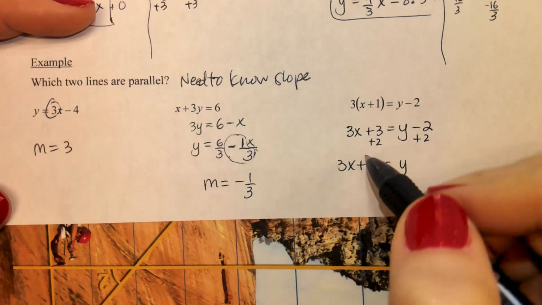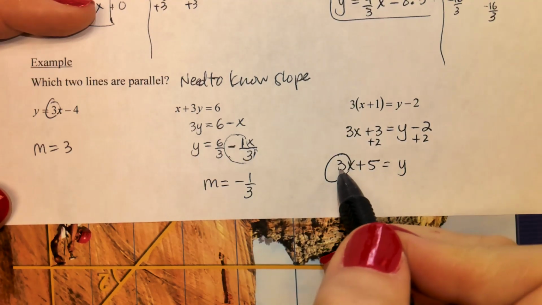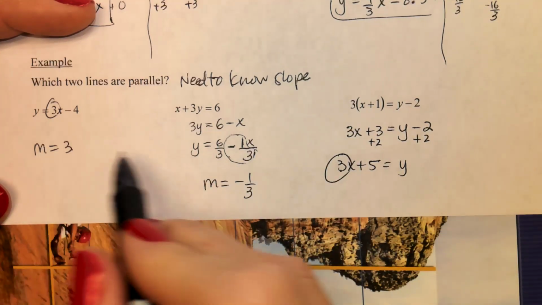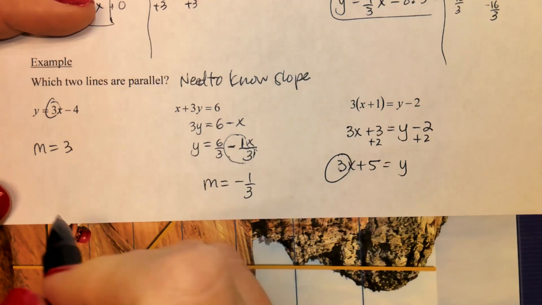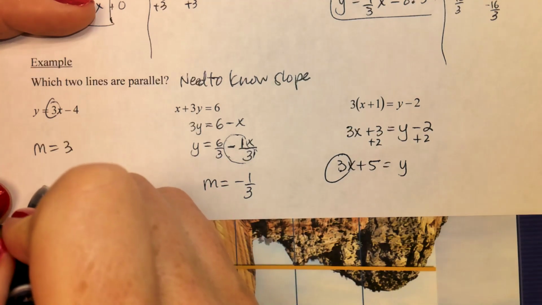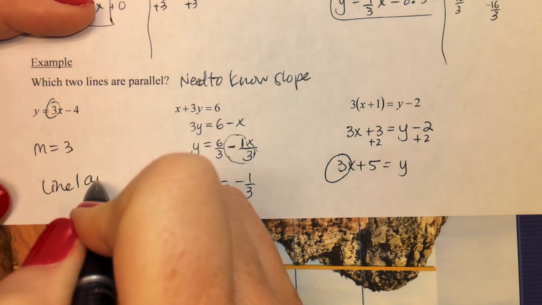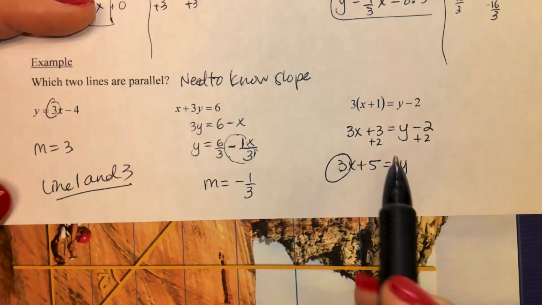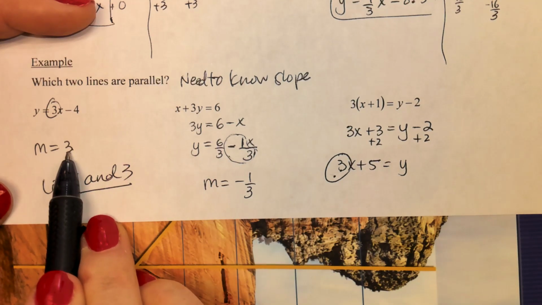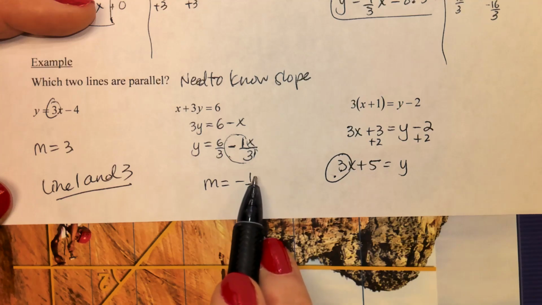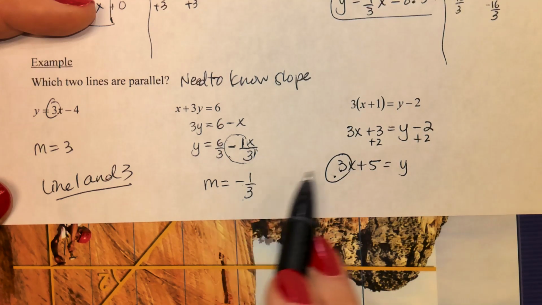So out of all 3 of these, the slope for these two match. So those are the ones that are parallel. How should I say that? Let's just say line 1 and 2. Or line 1 and 3. They had matching slopes, so they're parallel. This one is perpendicular because it is the flip of those guys and negative.